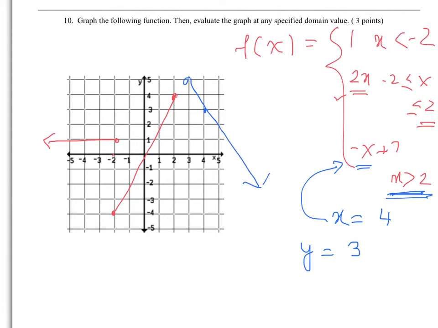Now on to the next point, f of negative 2. That means I'm asking you the y value when x is negative 2. It is this point, which is 4. f of 0, which is this point, is 0.